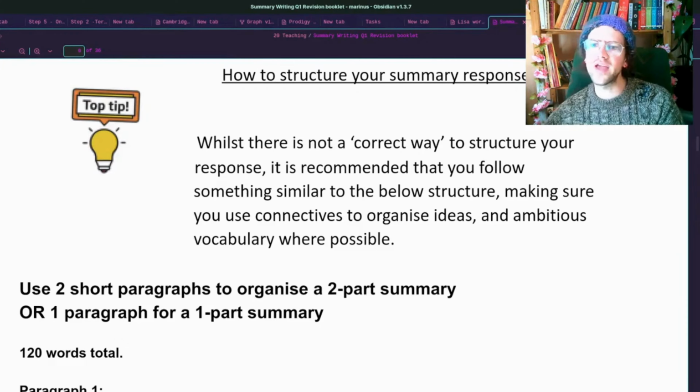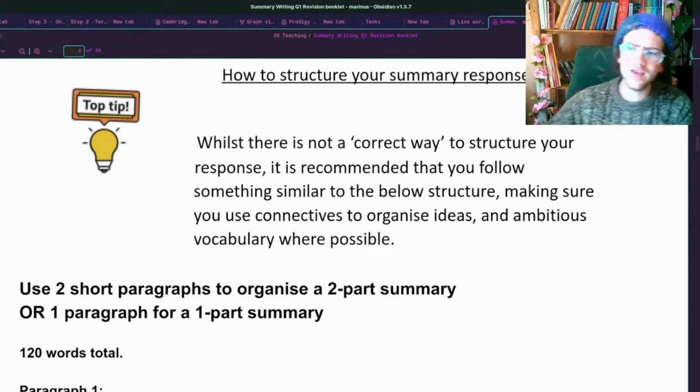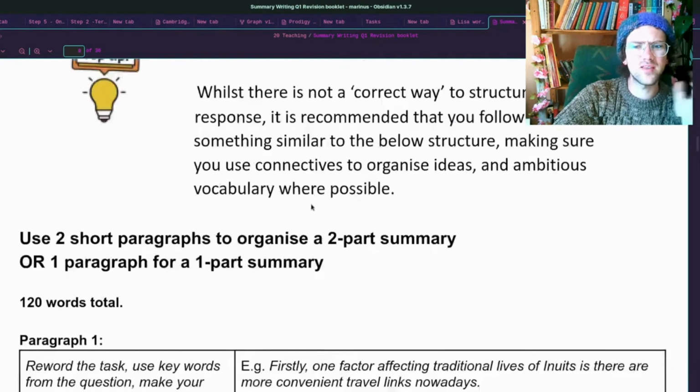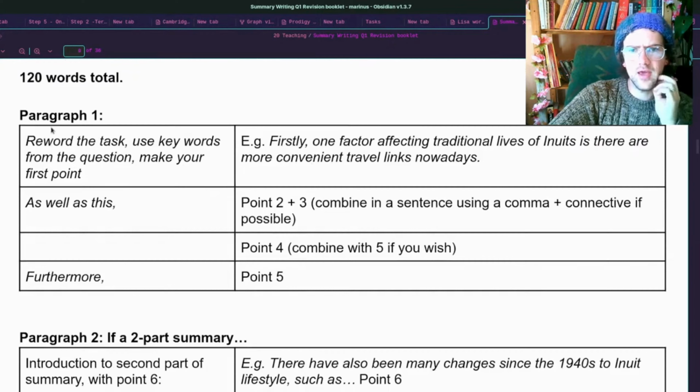Now, in terms of structuring our response, there's no correct way to structure it, but we need to follow something similar to the below structure, really just because it allows us to organize our ideas better. And we must use ambitious vocab where possible. Don't use the smallest possible word. Try to impress your marker. So paragraph 1, you're going to reword the task.